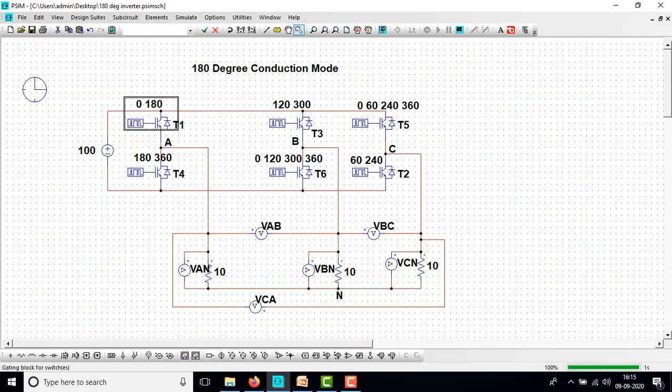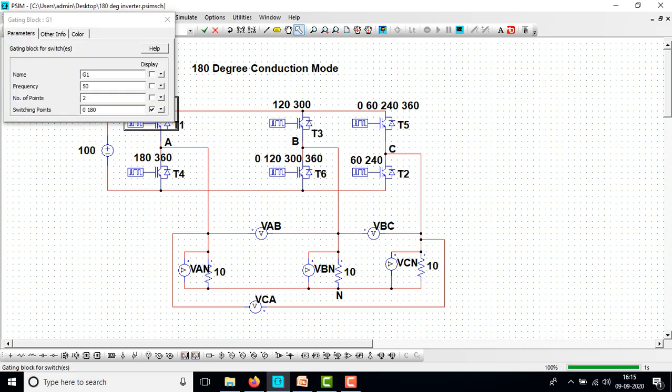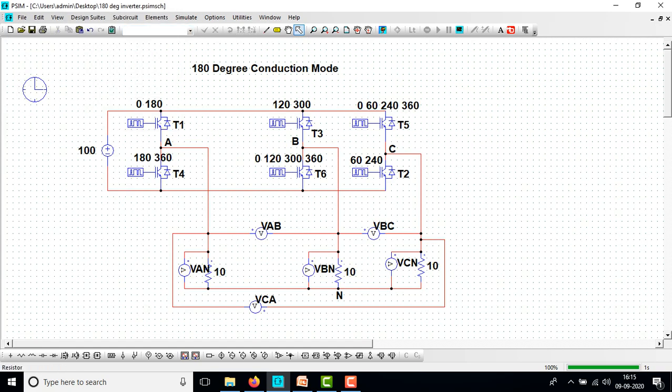So here we are having the input voltage as 100 volts, and we are giving the firing points, and we are having IGBTs, and we have to change the values over here. For each device we have to change the frequency as well as switching points. 50 Hertz frequency, and switching points we have to make with respect to the conducting sequence, and the load resistance will be 10 ohms for each phase.